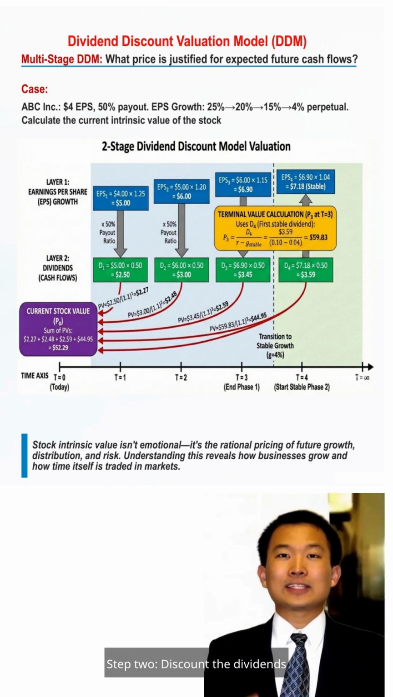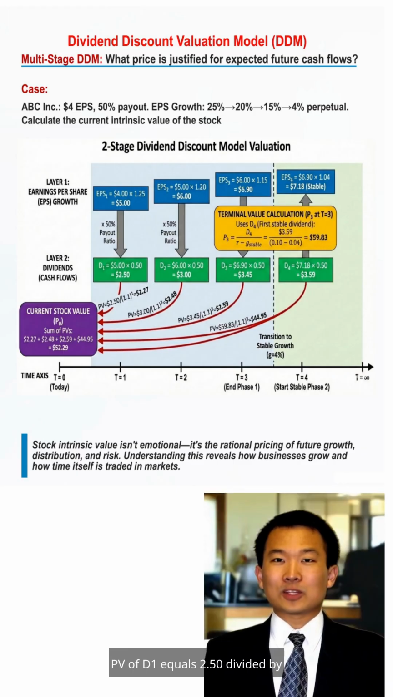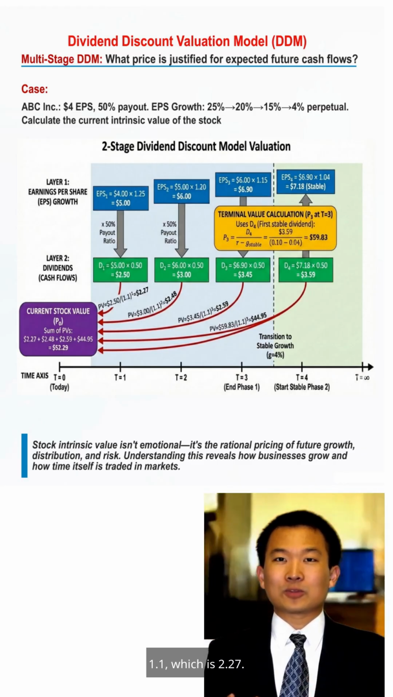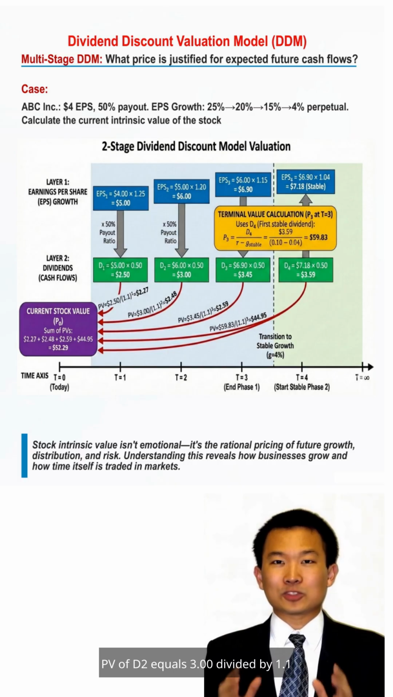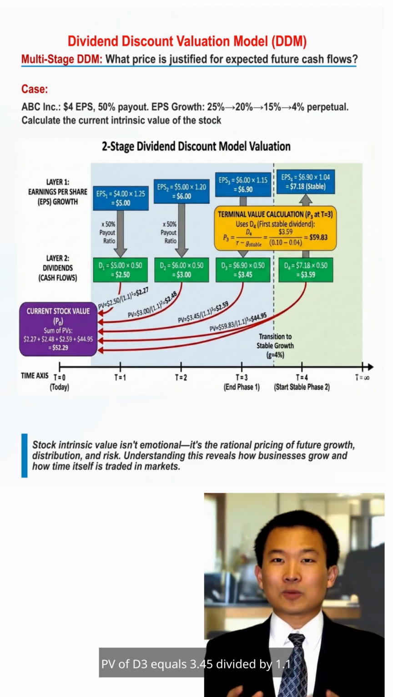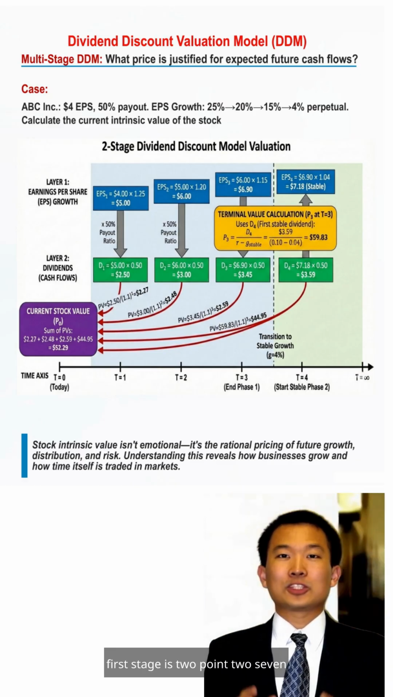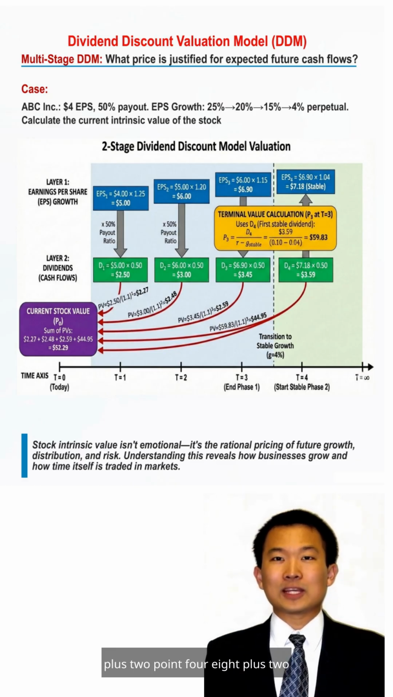Step 2. Discount the dividends from the first stage. The discount rate is 10%. PV of D1 equals 2.50 divided by 1.1, which is 2.27. PV of D2 equals 3.00 divided by 1.1 squared, which is 2.48. PV of D3 equals 3.45 divided by 1.1 cubed, which is 2.59. The total present value for the first stage is 2.27 plus 2.48 plus 2.59, which equals 7.34.